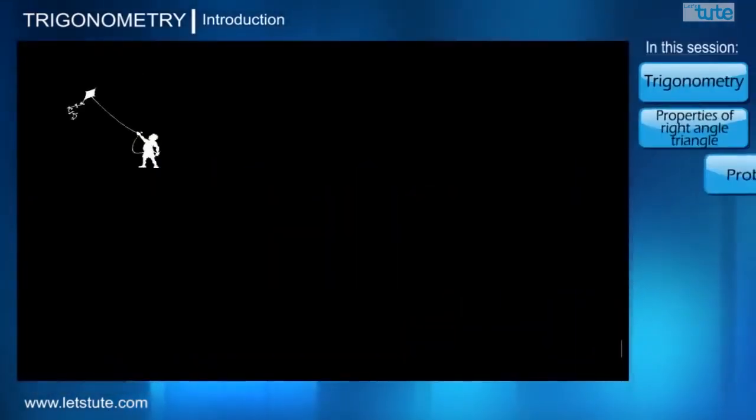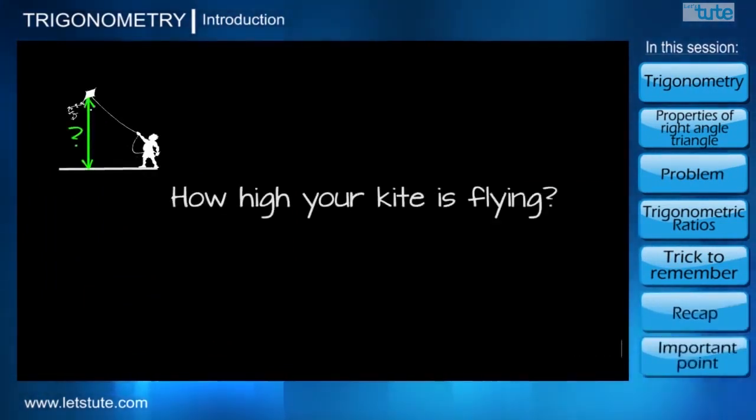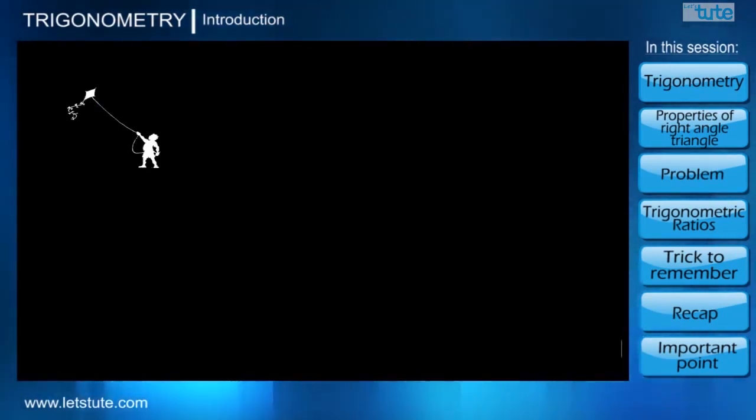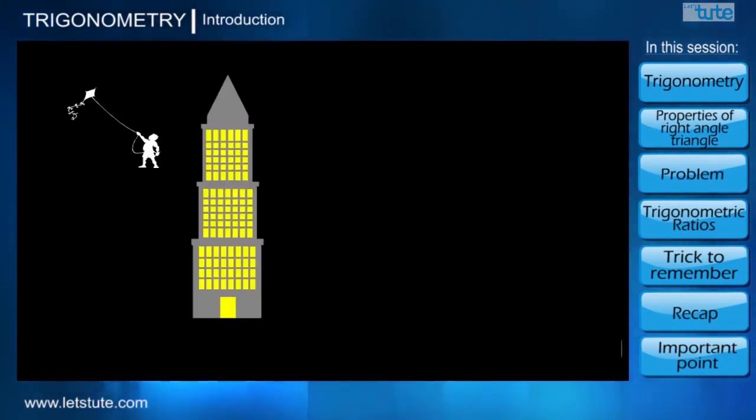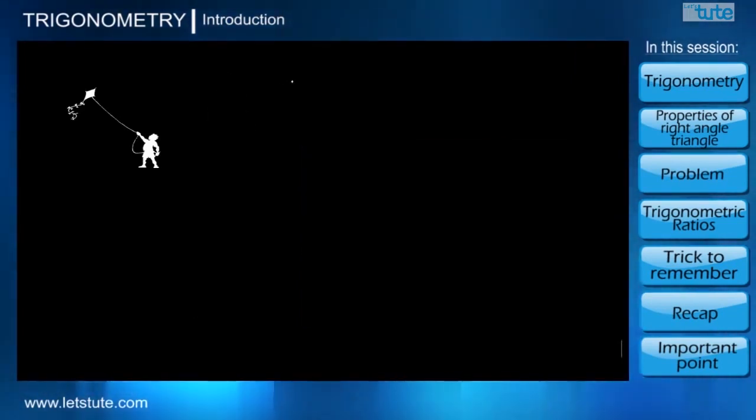Suppose you are flying a kite and you want to know how high your kite is flying. How are you going to find out the height of a kite which is very far from you? Are you physically going to measure? We know that physically it is not possible in cases where the object is very tall or very far from us. So in such cases, we take the help of the branch of mathematics known as trigonometry.